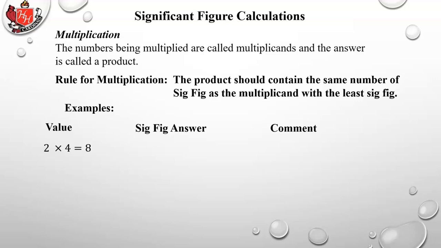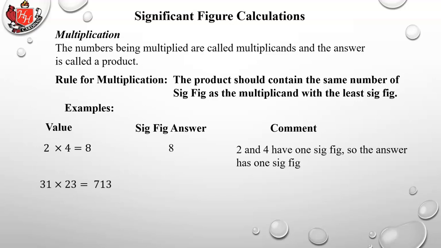So how many significant figures? What is the significant figure answer? Well, first, how many? There can only be one significant figure because 2 and 4 have only one. So that's the significant figure answer, 8. 2 and 4 have one sig fig, so the answer has one sig fig.